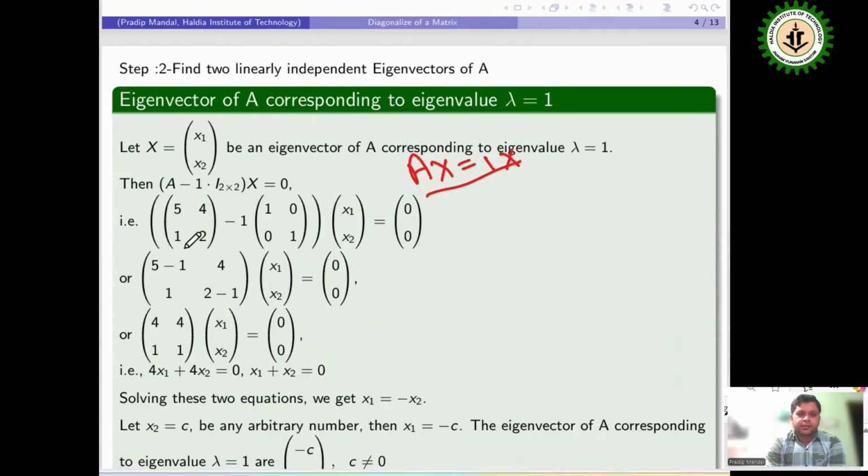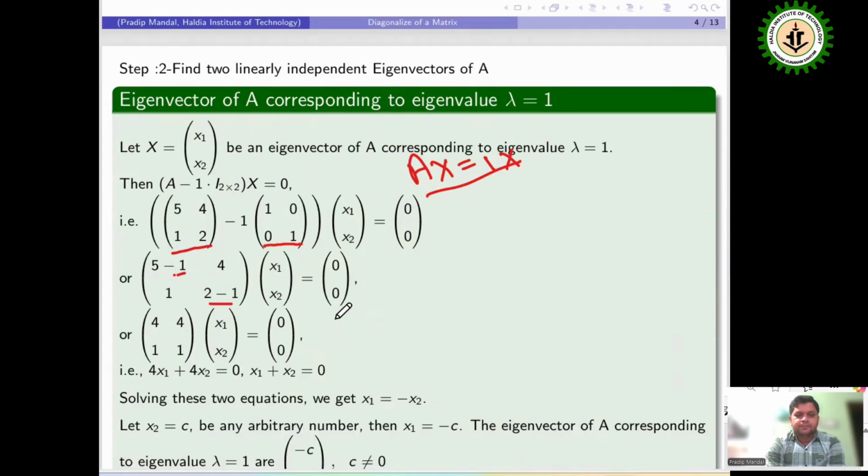Now we put the matrix 5, 4, 1, 2 minus 1 times the identity matrix, times x1, x2, equals 0, 0. Now if we simplify the calculation, 5 minus 1 and 2 minus 1, the other two entries remain the same. So we get 4, 4, 1, 1 times x1, x2 equals 0, 0.